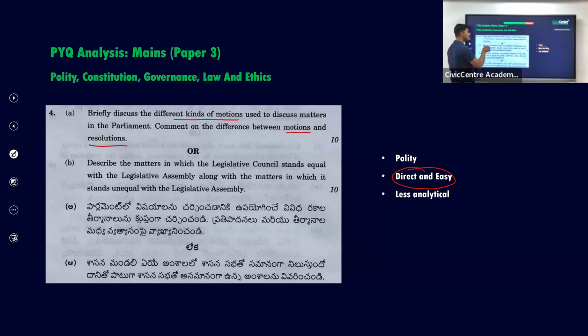Describe the matters in which legislative council stands equal with legislative assembly. Is Andhra Pradesh having a legislative council now? Vidhan Sabha, Vidhan Parishad. It is there. Two houses are there. How many states have two houses? We should know that. Telangana is having or not.